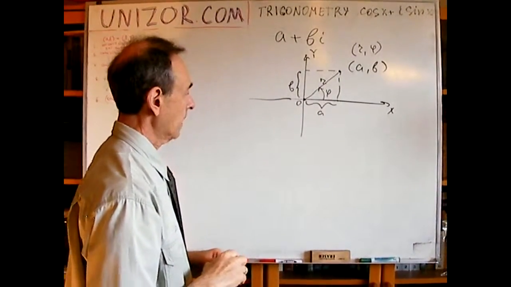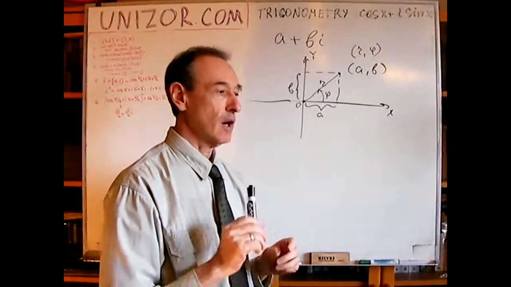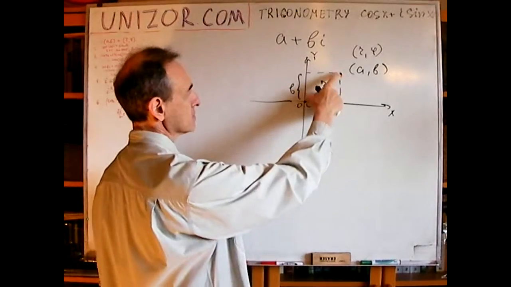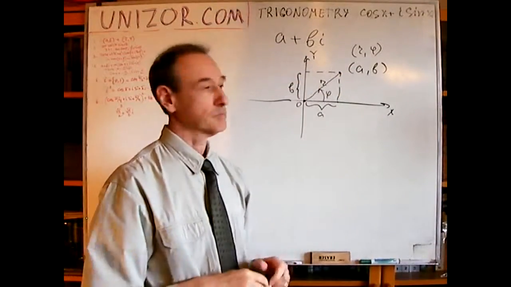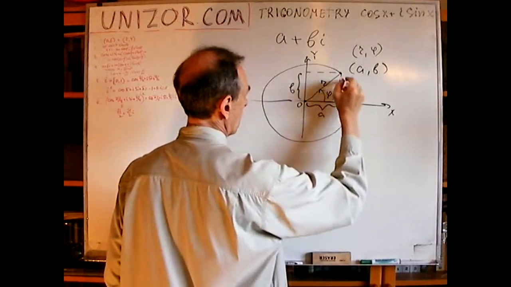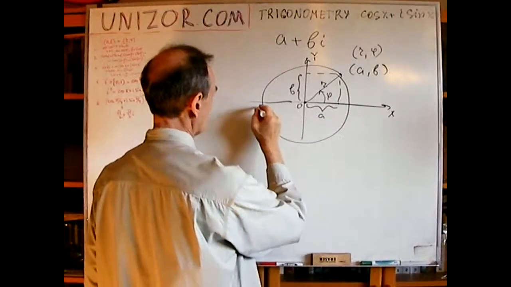Okay, now I will consider, at least temporarily, only complex numbers where this length is equal to 1, which means that I'm considering the numbers which are on the unit circle.